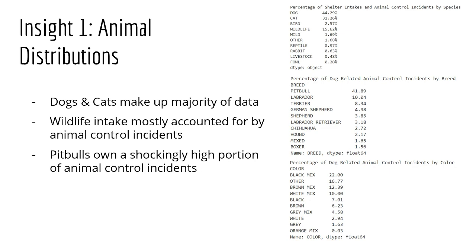And if you look at the percentage of dog-related animal control incidents by breed, Pit Bull represents a shockingly high amount of this total set. And this could be explained by the mistreatment of the breed as well as the stereotype that comes with the breed. So people entering into the animal control data set may be more likely to enter pit bull information as they feel it's more relevant.